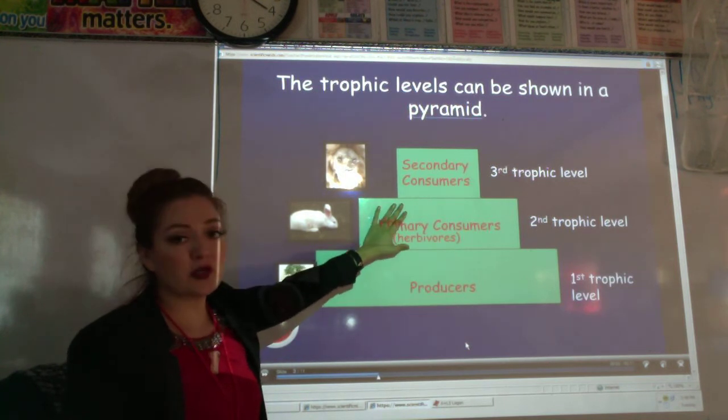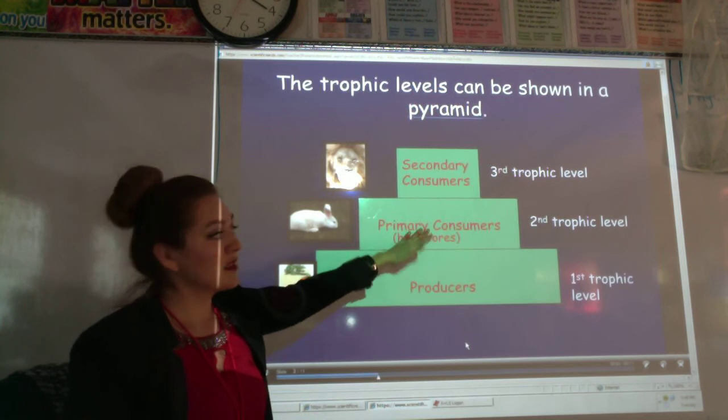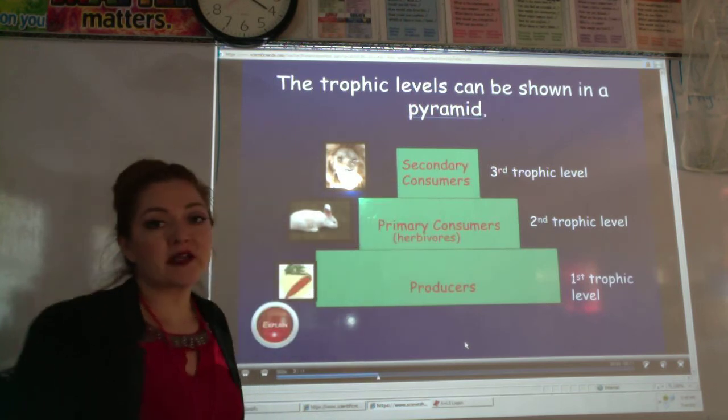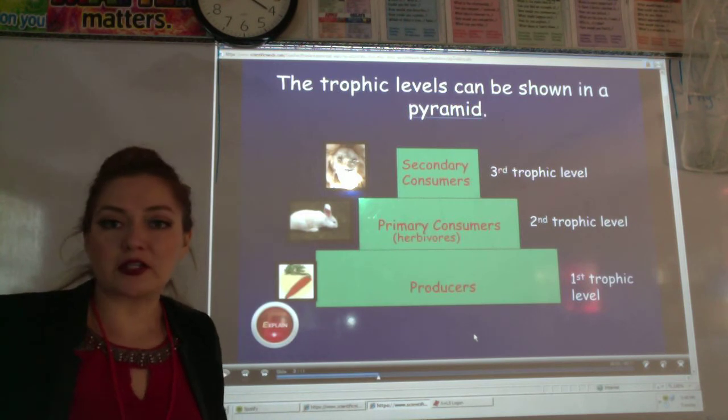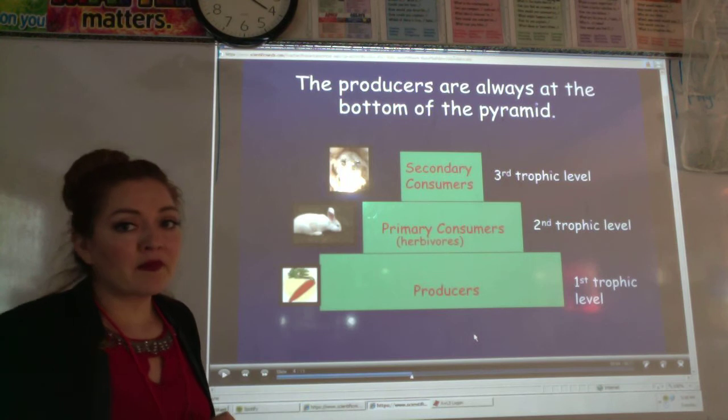Primary consumers are your herbivores. They're the ones that eat the plants or the producers. They belong in the second trophic level. And the third trophic level is where your secondary consumers like the lion occur. The producers are always at the bottom of the pyramid.